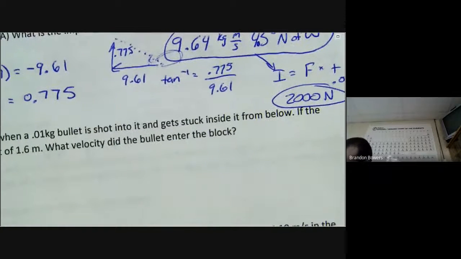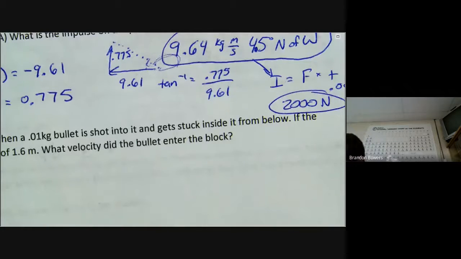Okay. Let's see. Next one. Oh man, an 8 kilogram block is hanging on a string when a 0.01 kilogram bullet is shot into it, and it gets stuck inside it from below. Oh, it gets shot from below. If the bullet in the block rises to the height of 1.6 meters, what velocity did the bullet enter the block? Okay. What velocity? All right. This one's a little tricky.